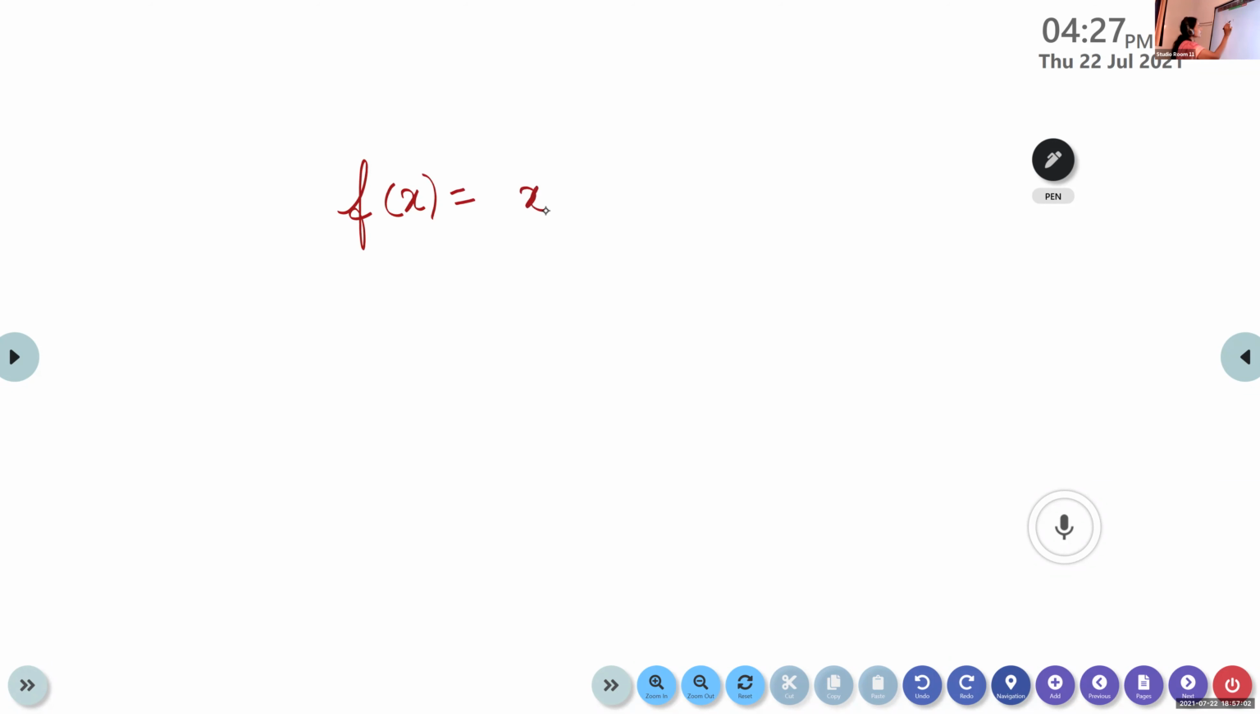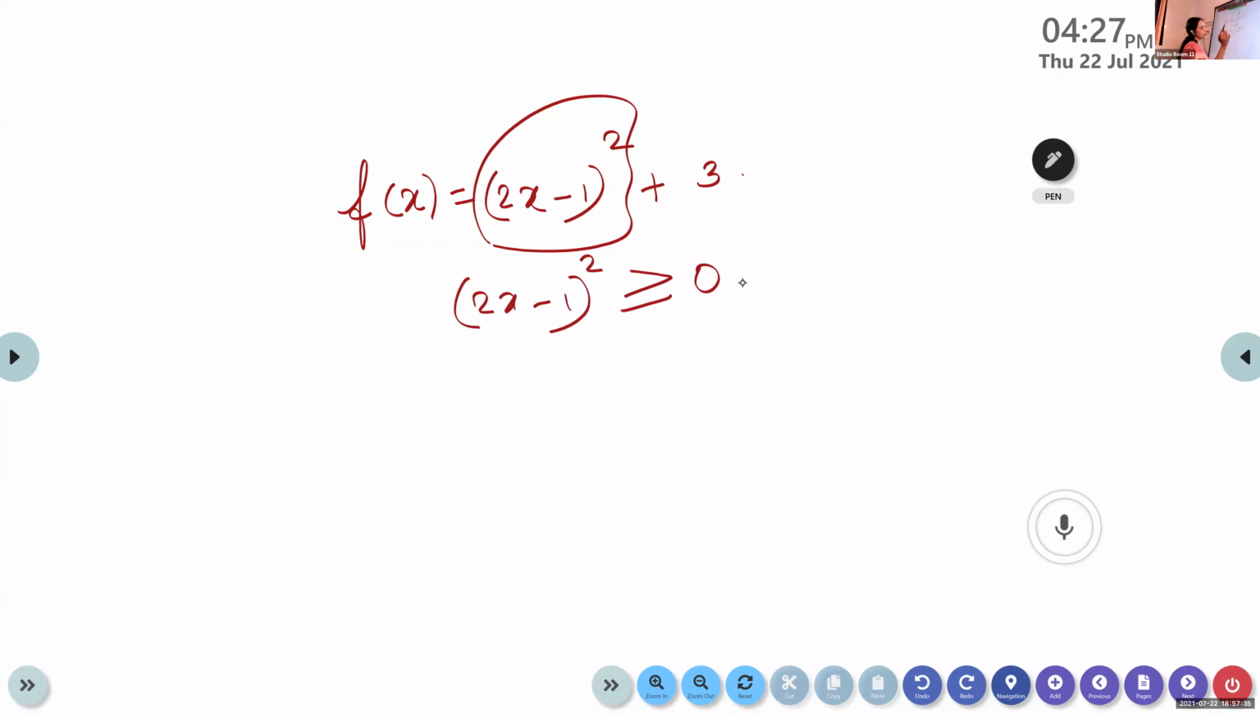f of x is (2x minus 1) the whole square plus 3. We are squaring a number, isn't it? So what do we know about this function? When you square a number, what happens? It will always be positive. Surely (2x minus 1) the whole square is greater than or equal to 0. We will not be getting a negative value.